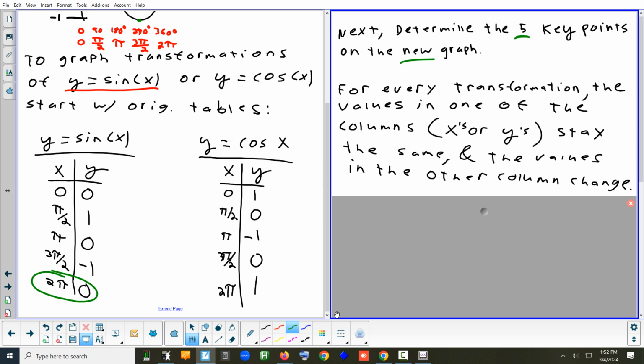So what you have to do is, when you get the problem, you've got to figure out which part of the coordinate is going to stay the same. Is it the x's or the y's? And then which part of the coordinate is going to change? Is it the x or the y?